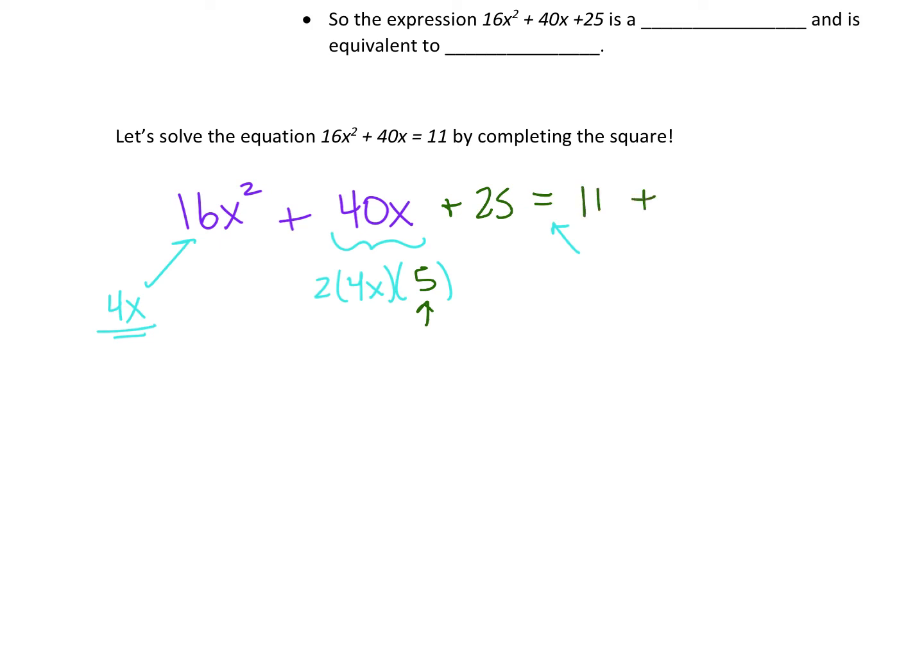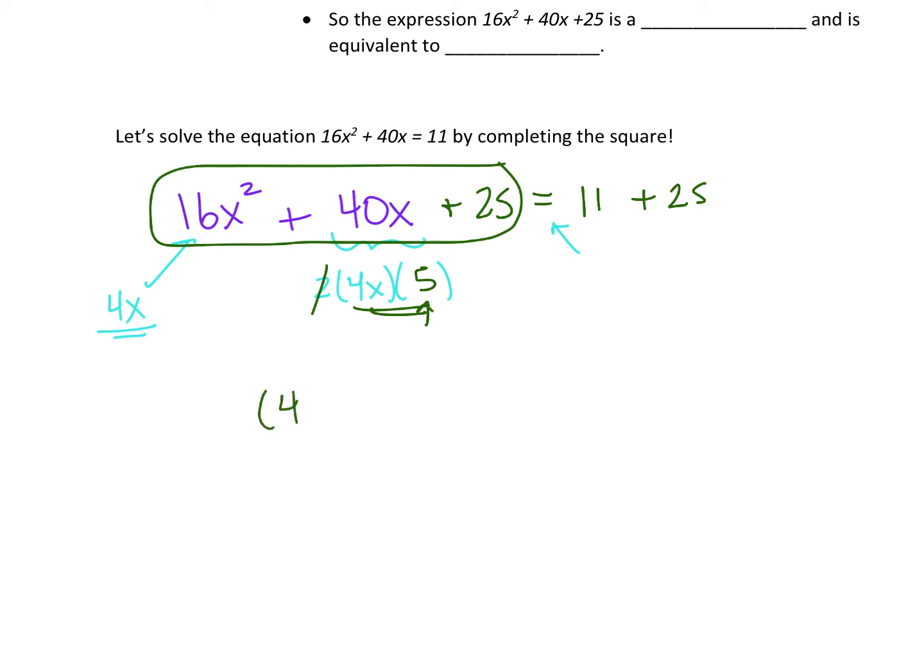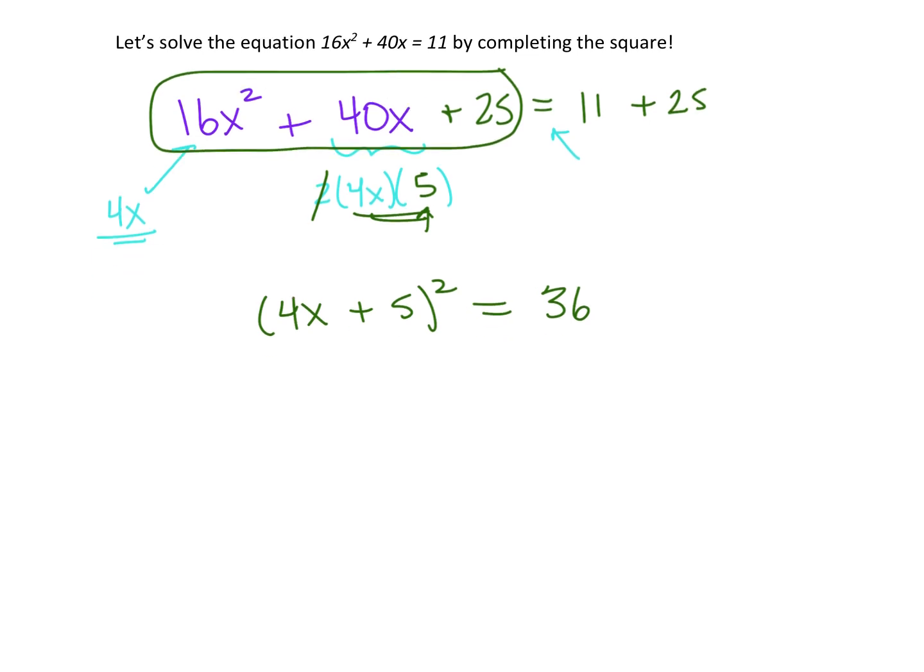And then let's make sure we add in a 25 to the other side. So where I'm hoping this is helpful is to write this as a perfect square in factored form. We've got the terms we need right there. Not the 2, but the 4x and the positive 5. (4x plus 5) squared is how that would look in factored form. Equals, go ahead and add the 11 plus 25 and get 36. Now we have a perfect square equal to a perfect square.